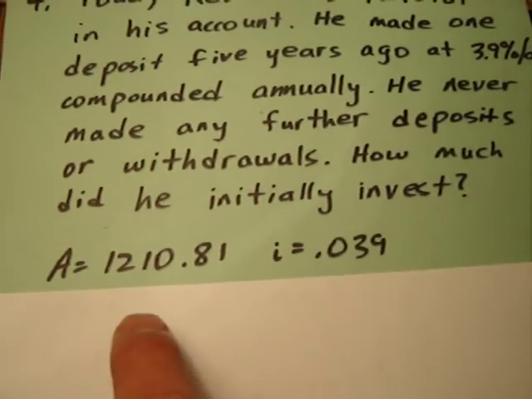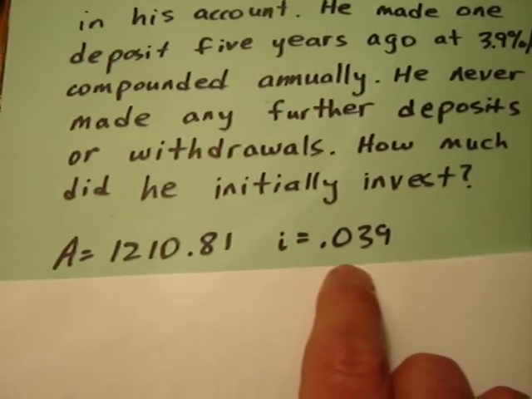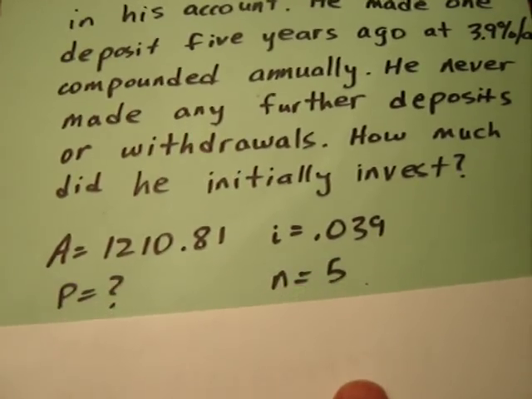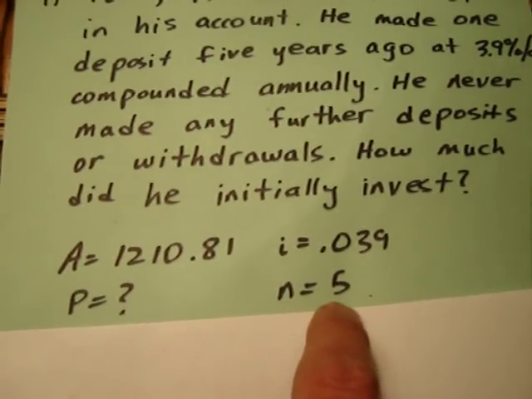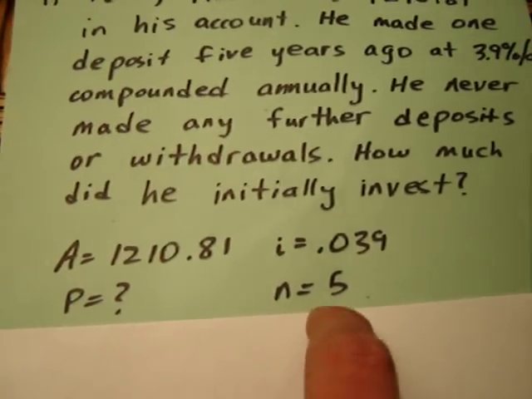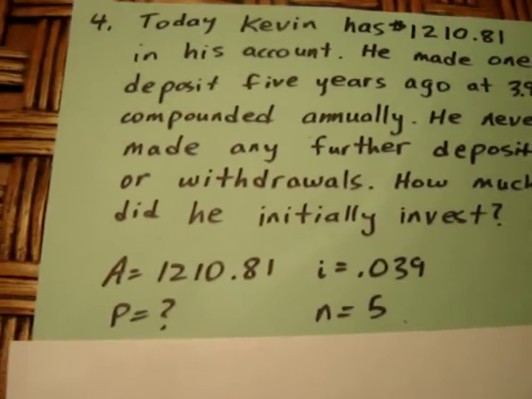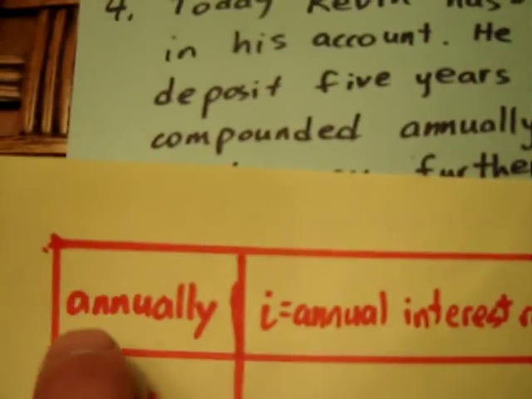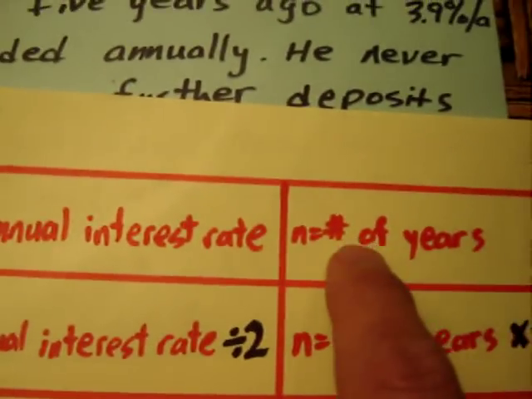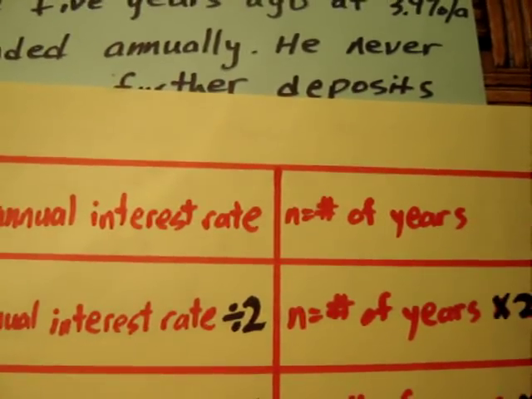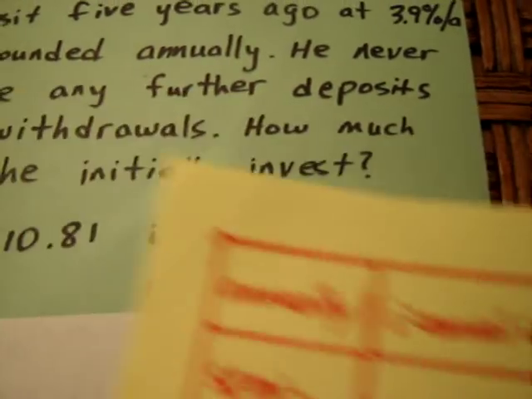Well, we know the final amount is $1,210.81. We know little letter i is 0.039. We don't know what the initial amount invested was, but we know that the n value will be 5. Now, why don't we divide or multiply with the letter i and the letter n? Because we see that when the compounding occurs annually, which it does in this question, there's no dividing of the interest rate, and there's no multiplying of the number of years to obtain the letter n.